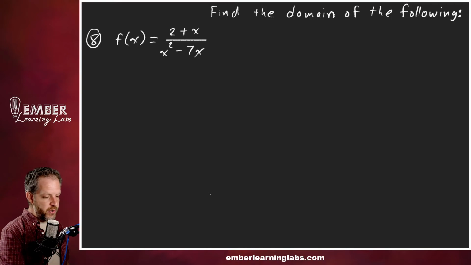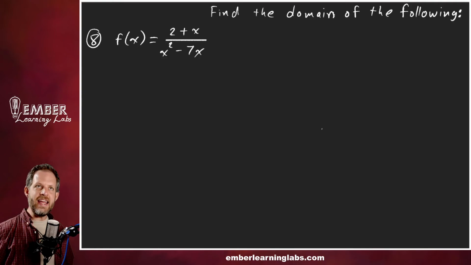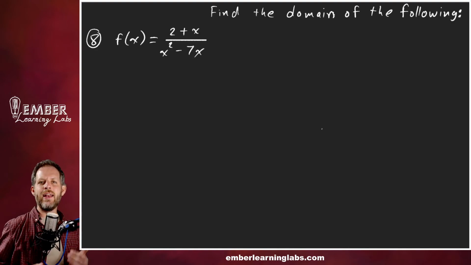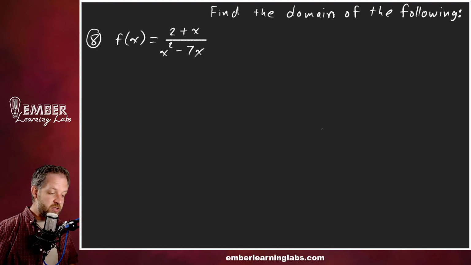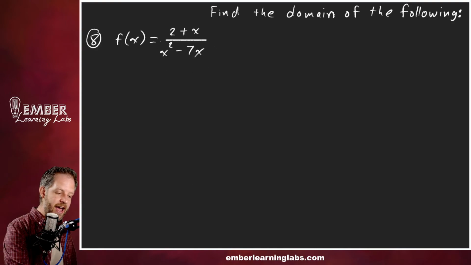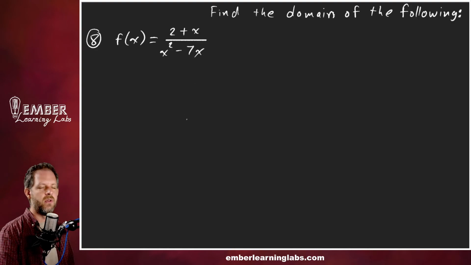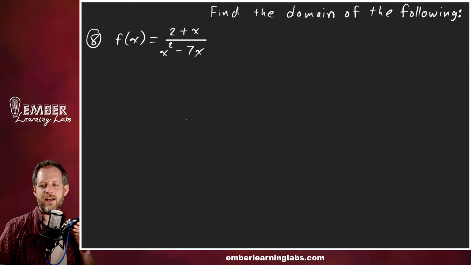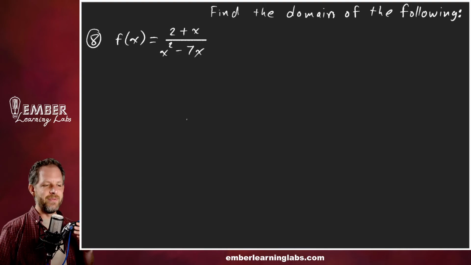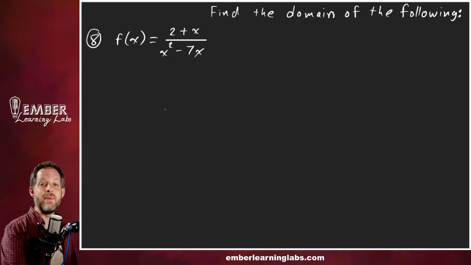Now, when we're trying to find the domain of a function, it's often easier if, instead of thinking about what x can be, we think about what x cannot be. So when we're looking at a fraction like this one, what can we not have? Well, we cannot have a 0 in the denominator. But x cannot be 0.